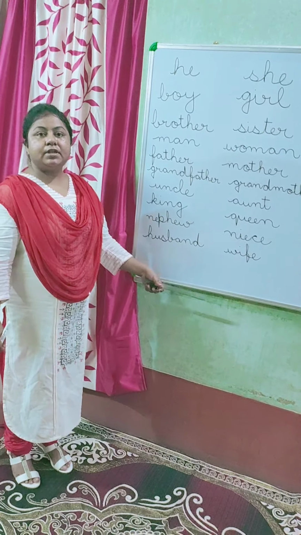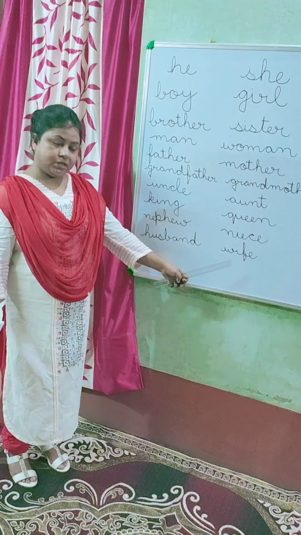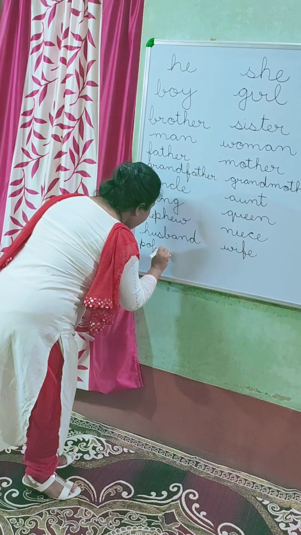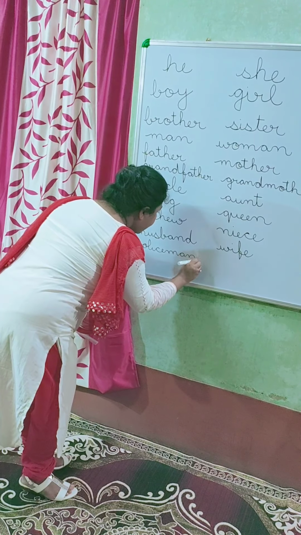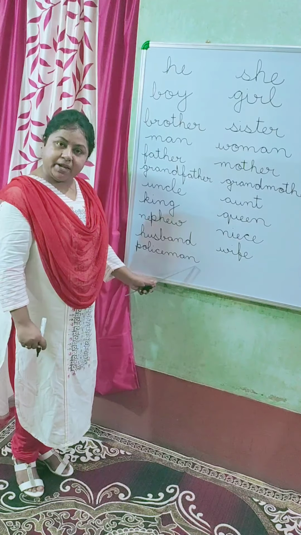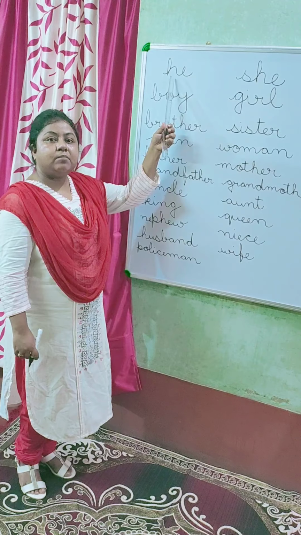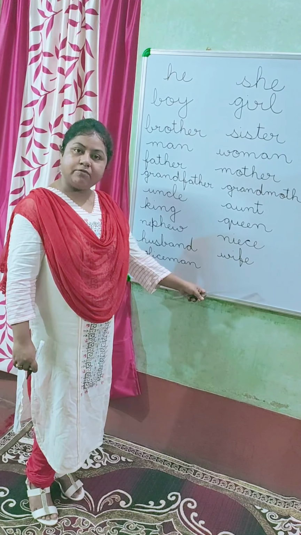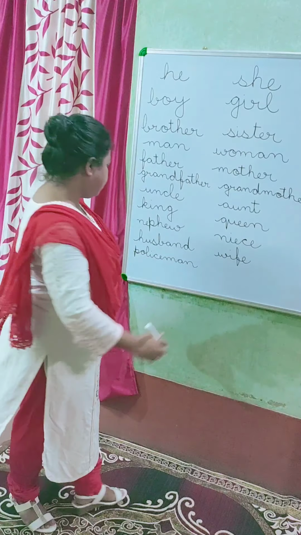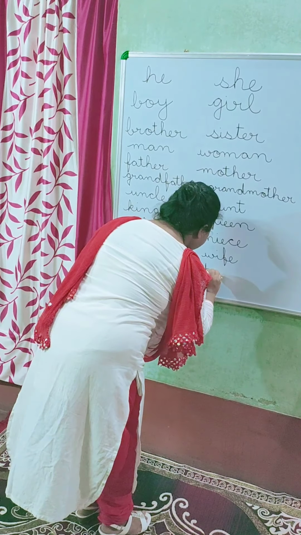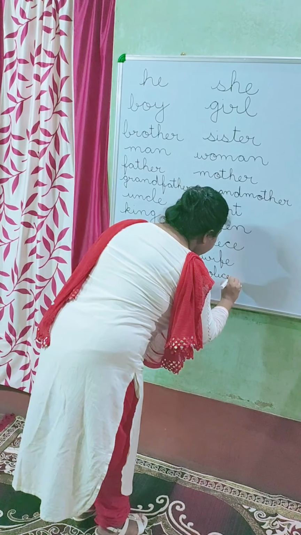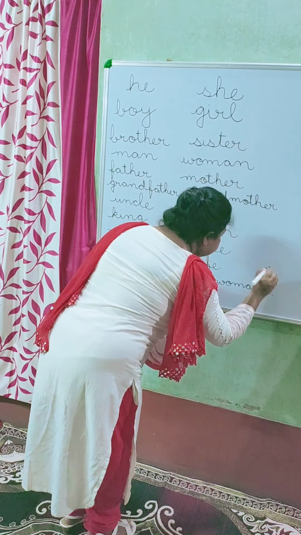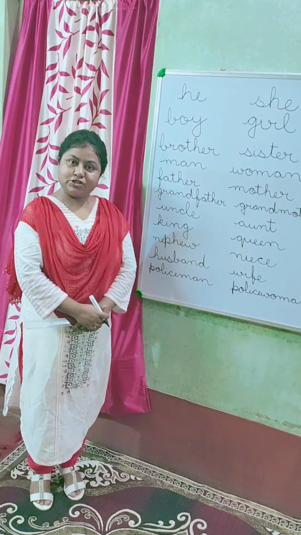There are many more words, children, like policeman, policewoman. Let me write. P-O-L-I-C-E-M-A-N. Policeman. See, it's M-A-N. It's male gender. So it will come under he. Policeman. Similarly, policewoman. Woman is female gender. So, she. Here I'll write policewoman. P-O-L-I-C-E-W-O-M-A-N. Understood, children?